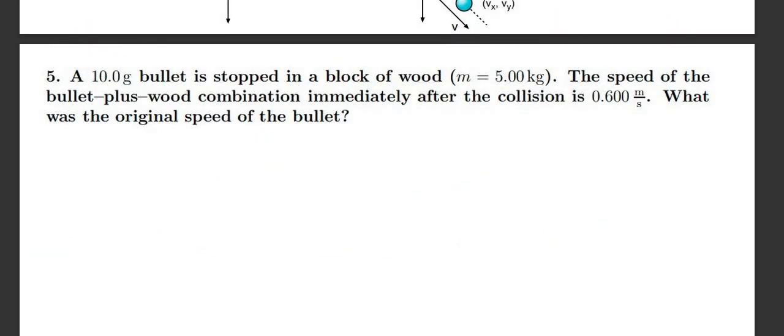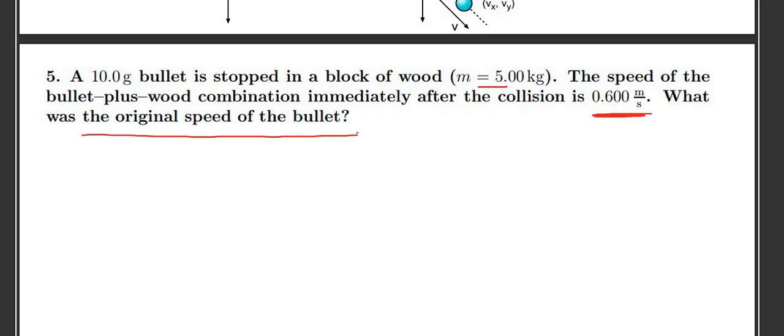So this question here, number 5, they're saying a 10-gram bullet is stopped in a block of wood. The mass has been given. The speed of the bullet plus wood combination immediately after collision is 0.6. What was the original speed of the bullet? So this is inelastic because the bullet is stuck, right? It's stopped in a block.